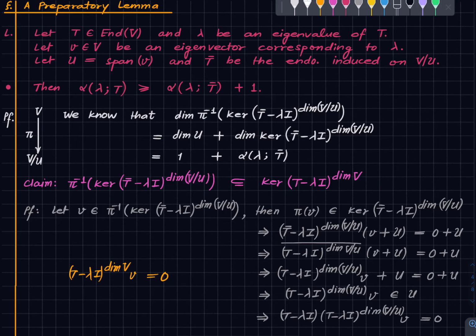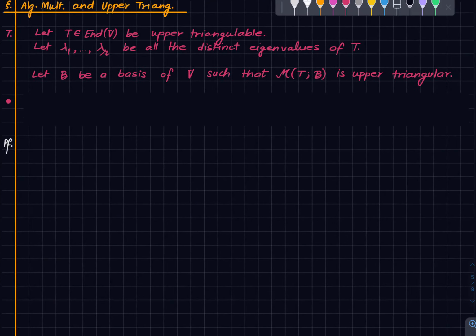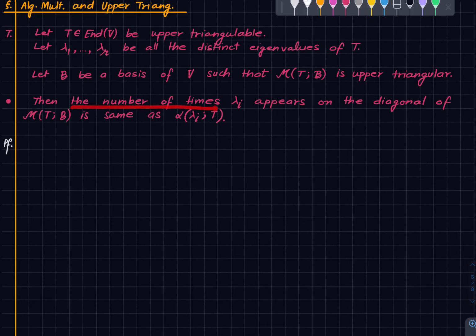Okay, so now we can continue and prove the final result of this lecture. So fix an endomorphism which is upper triangulable, and once it is upper triangulable, the only eigenpolynomials are degree 1, and hence basically they are just eigenvalues. So let these be all the distinct eigenvalues of T, and let D be a basis of V which witnesses the upper triangulability of T, meaning that the matrix of T corresponding to this basis is upper triangular. Then the number of times a given eigenvalue appears on the diagonal of this matrix is the same as the algebraic multiplicity of lambda I.